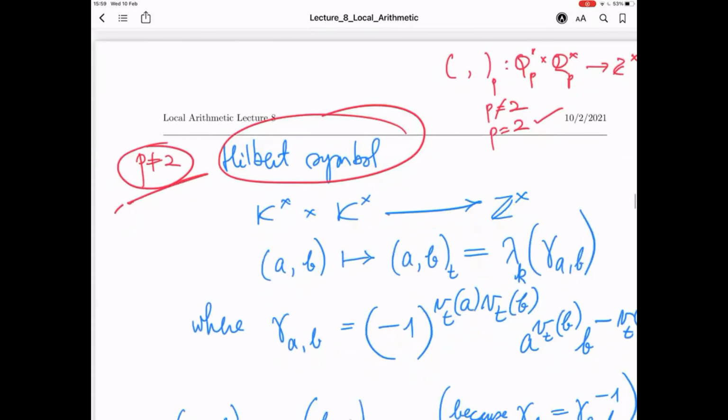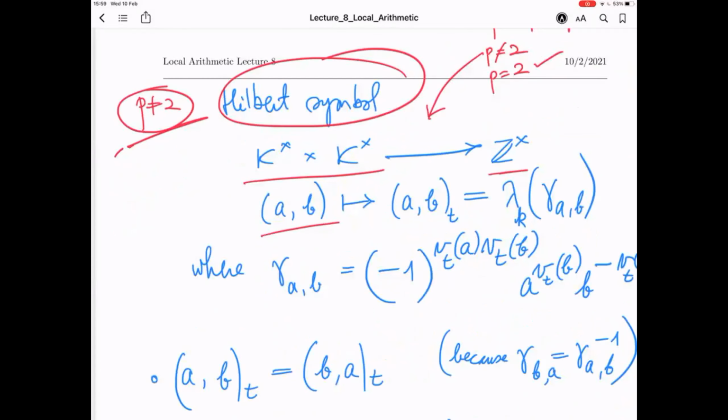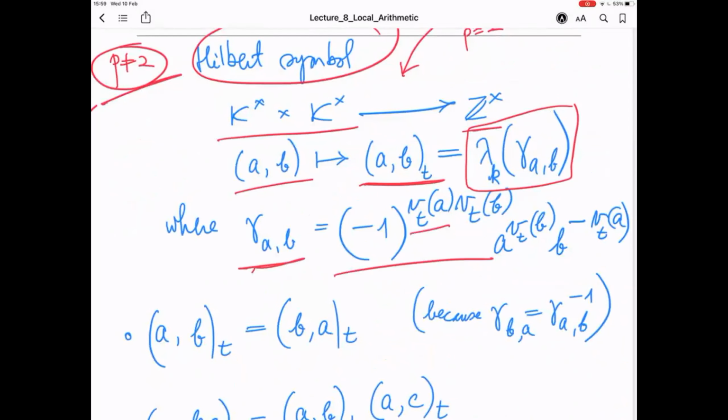So it's going to be a map from K star times K star to Z star, and we'll take the pair A comma B to, this is the notation, (A, B)_T, and that is going to be lambda_K of this gamma_AB. And what is gamma_AB? That is just (-1) to the power v_T(A) times v_T(B) times A to the power v_T(B) times B to the power minus v_T(A). That's our gamma_AB. It's exactly what it was in the case of Q_p, p odd.